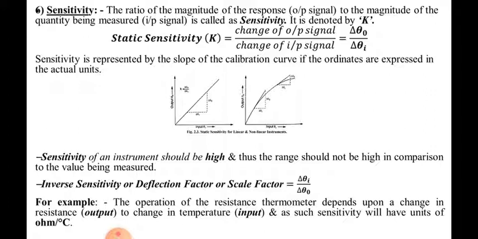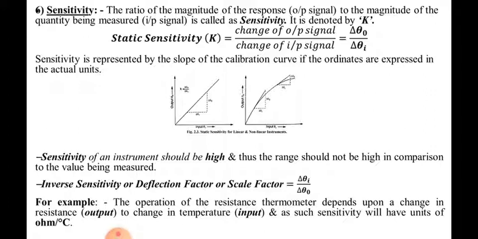Now, sensitivity, the ratio of the magnitude of response to the magnitude of the quantity being measured, is called sensitivity, and it is denoted by capital K. Are you getting it, everyone? Static sensitivity is the ratio of change of output signal to the change of input signal, that is delta theta O by delta theta I.